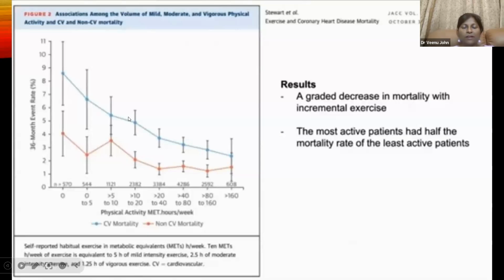And if you actually look at patients who are highly active, they have a 50% reduction in mortality when compared to those who are inactive. So this is strong enough evidence for us to say that though somebody has coronary artery disease or cardiovascular disease, it is very important for us to keep their fitness level high in order to reduce mortality.